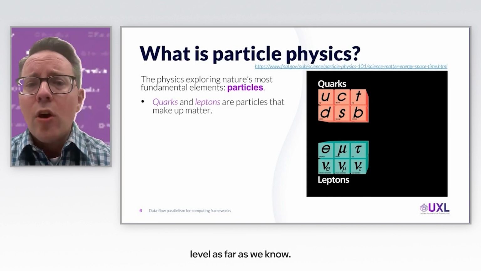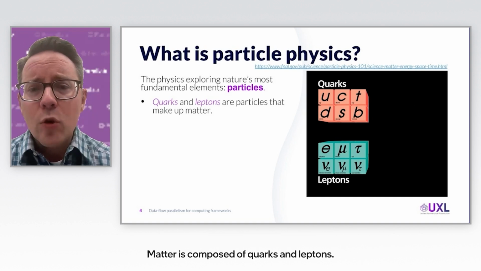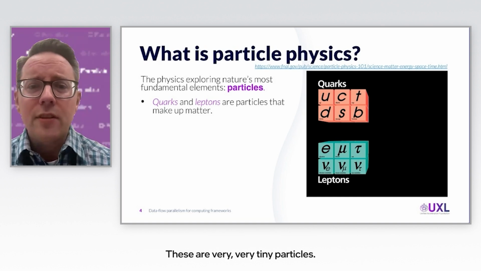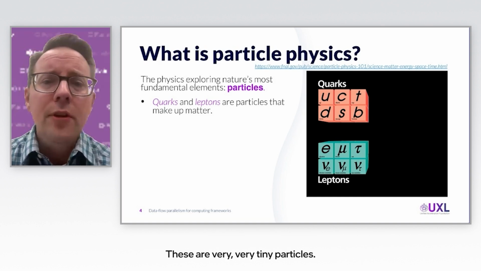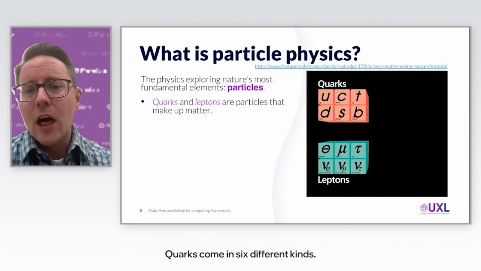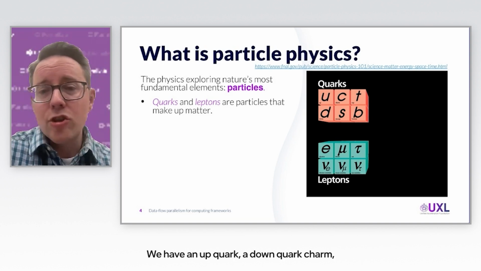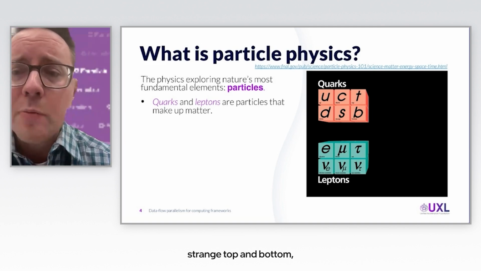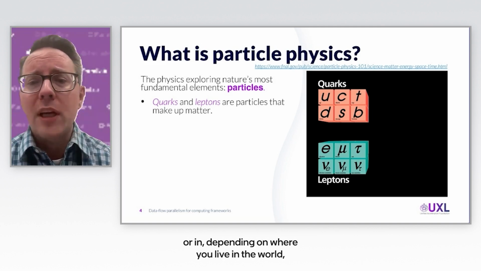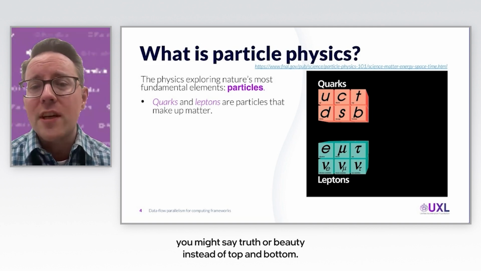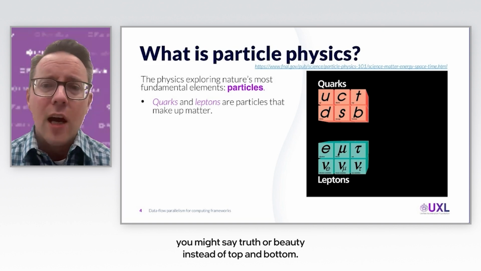As far as we know, matter is composed of quarks and leptons. These are very, very tiny particles. Quarks come in 6 different kinds. We have an up quark, a down quark, charm, strange, top and bottom, or depending on where you live in the world, you might say truth or beauty instead of top and bottom.